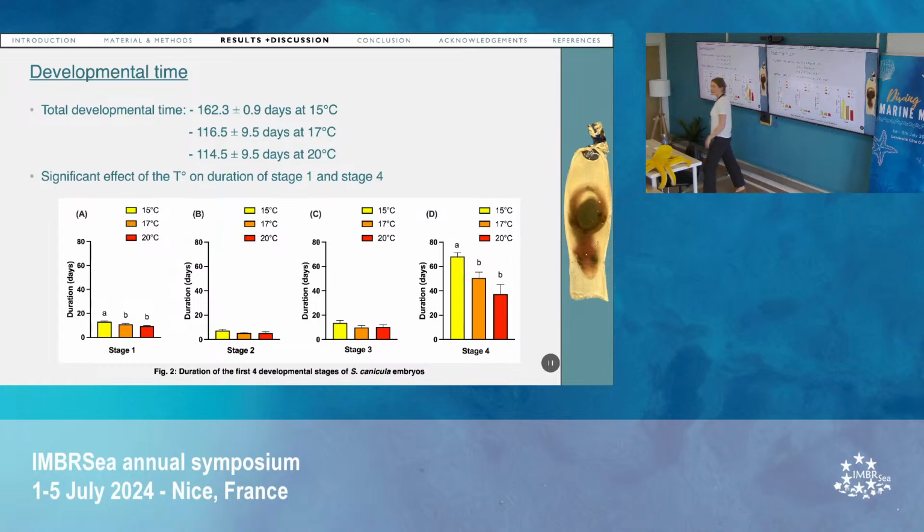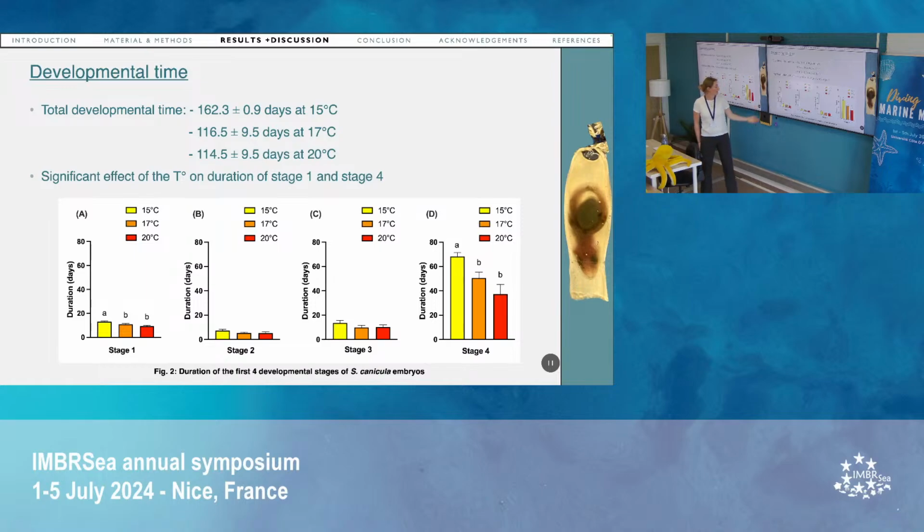And then we also looked at the total developmental time, the duration of each developmental stage. We couldn't do any statistical analysis after stage 4 because of high mortality. We didn't have enough replicates. So this is what we could do. We only had significant results for stage 1 and stage 4, and no significant difference for stage 2 and stage 3.